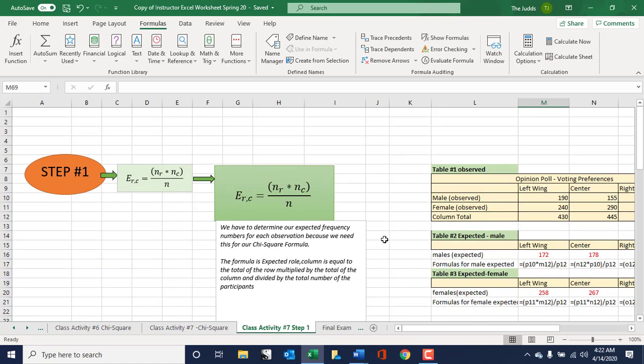And that is the chi-square statistic in Excel.